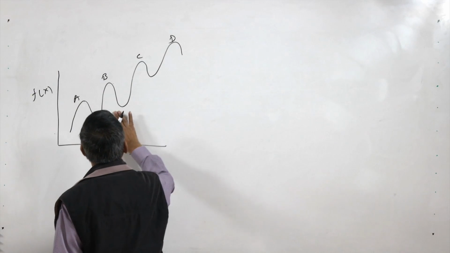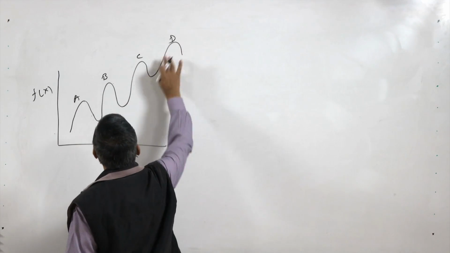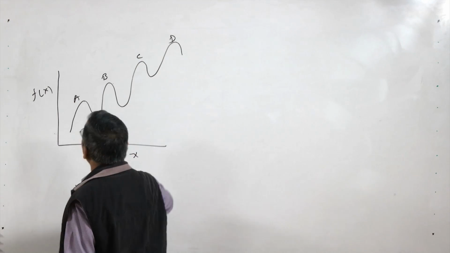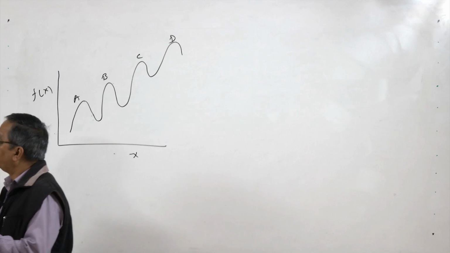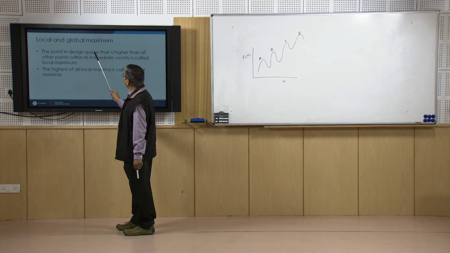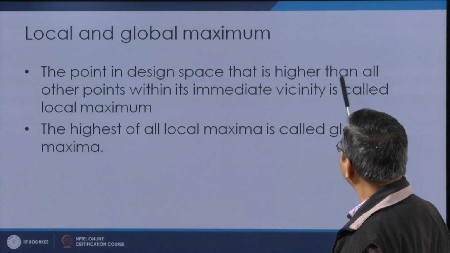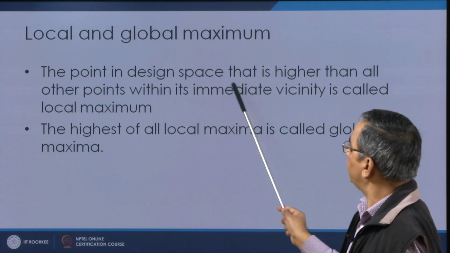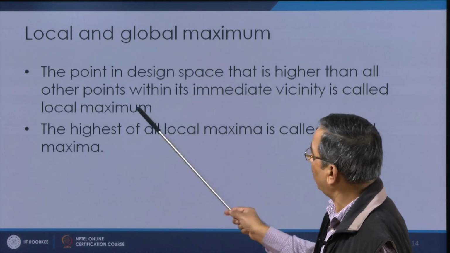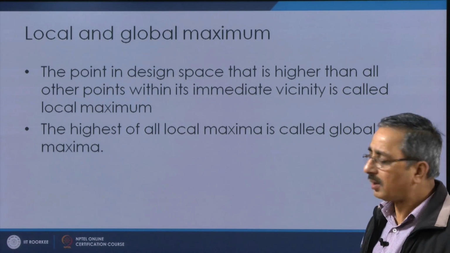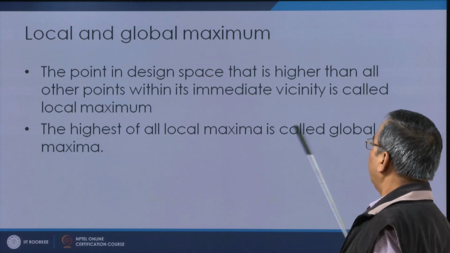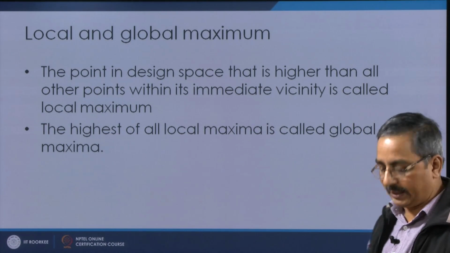But among these local maxima, D has the highest value, so we will call this D the global maxima. Okay. So, the local maxima is a point in design space that is higher than all other points within its immediate vicinity. And the highest of all local maxima is called the global maxima.